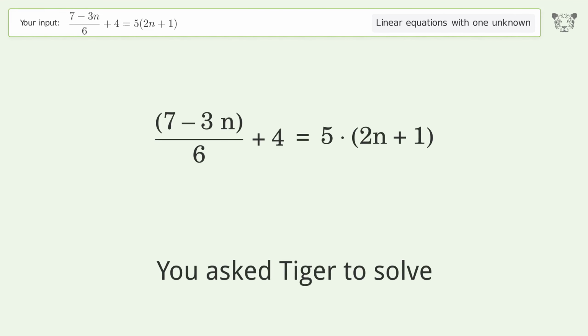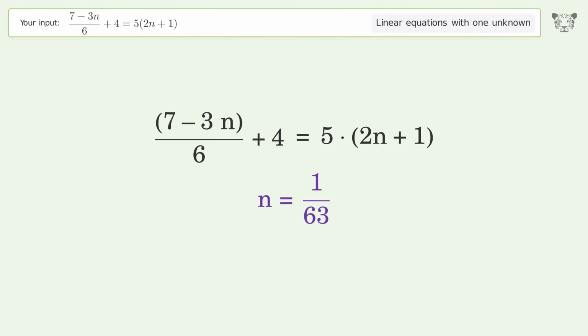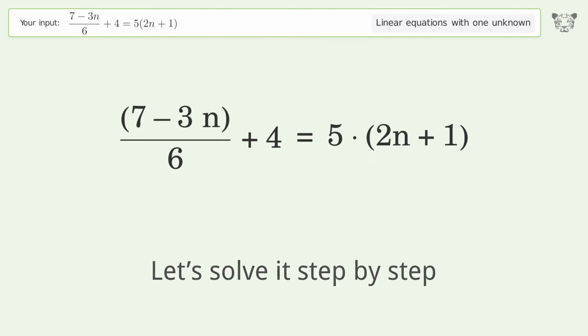You ask Tiger to solve. This deals with linear equations with one unknown. The final result is n equals 1 over 63. Let's solve it step by step.